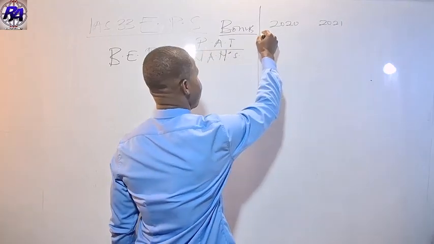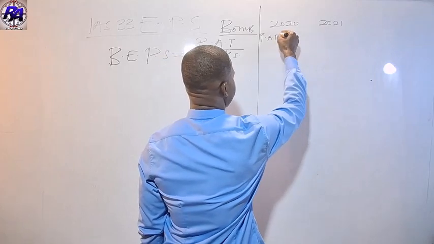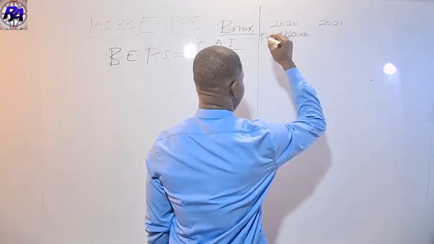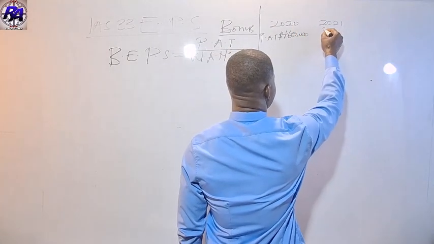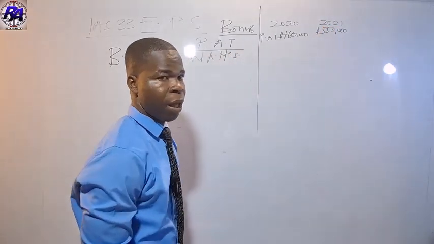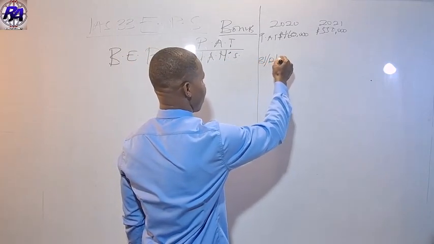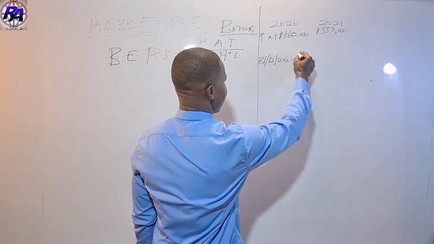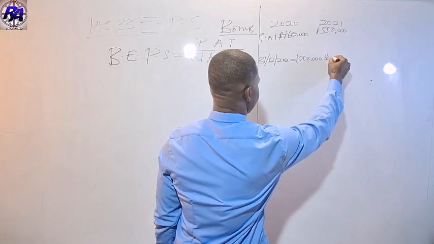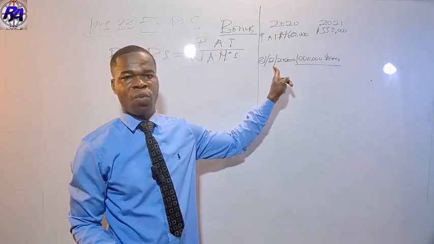So assuming we have this example, assuming we have 2 years, 2020 and then 2021. In 2020, the profit after tax is, let's say, $460,000. And then the year 2021 is $550,000. All right. Now, at the end, we are looking at the 31st of December 2020. The entity is capitalized with 1 million shares. So that is for 2020.